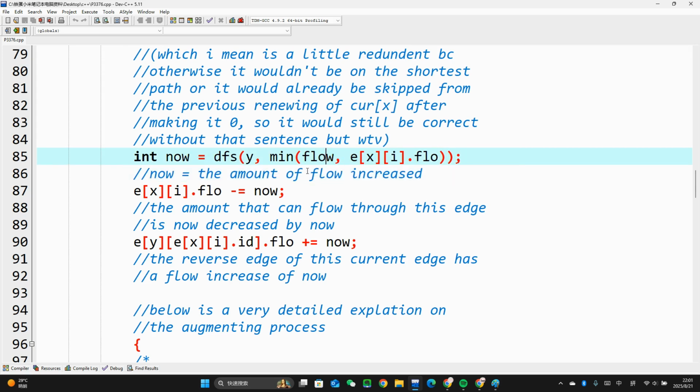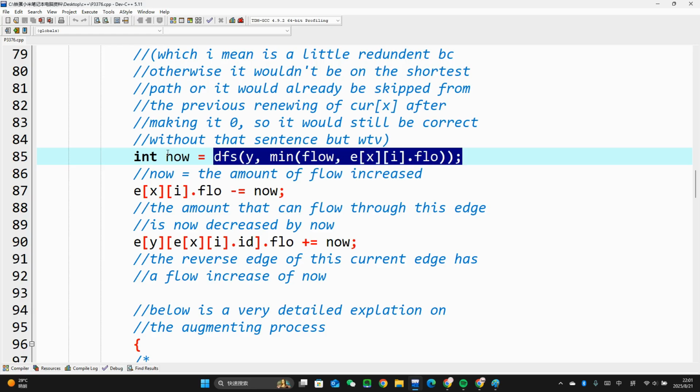Oh, okay, sorry, I misunderstood what I wrote here. I wrote this code a while ago. Now is the amount of flow increased, and we take the min over here, not outside the DFS, but inside the DFS. So basically, the amount of flow that we give from X to Y is either flow, which is the amount of flow that X received, or EXI.flow, which is the amount of flow that X can still give out through this edge from X to Y.